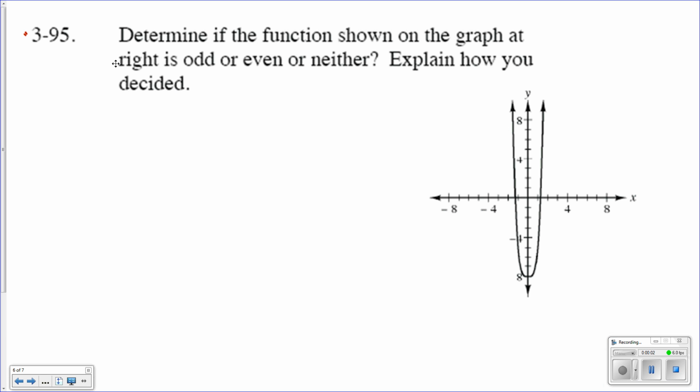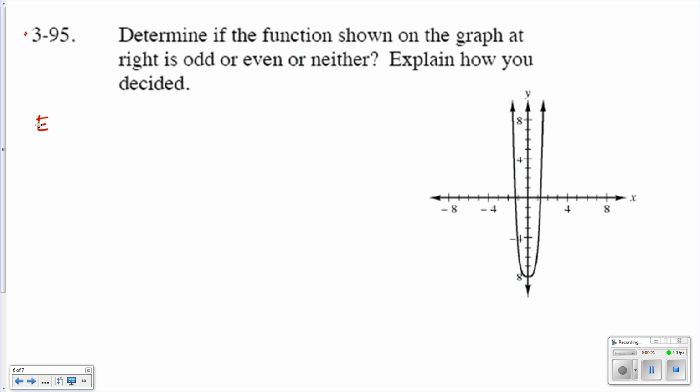Problem 3-95. Determine if the function shown on the graph at right is odd or even or neither. Explain how you decided. Well, real quick, before we take a look at this graph here, let's just talk about what odd and even and neither actually means, or what it does.